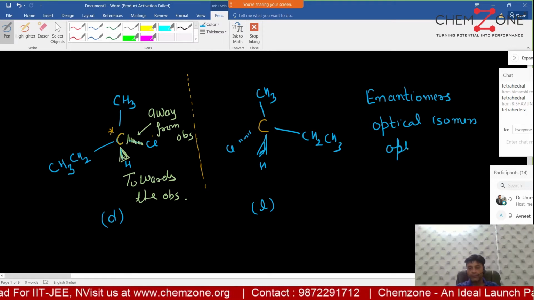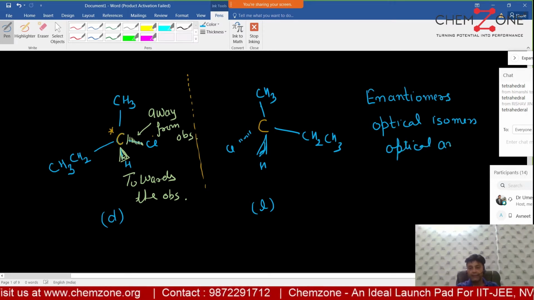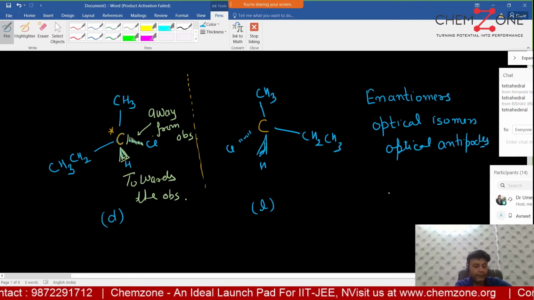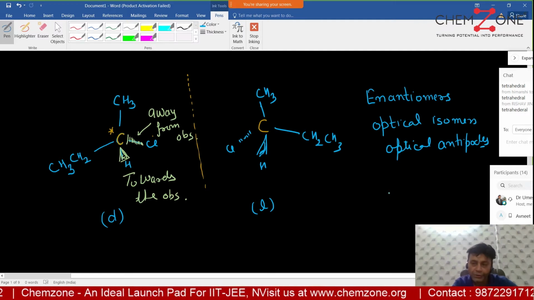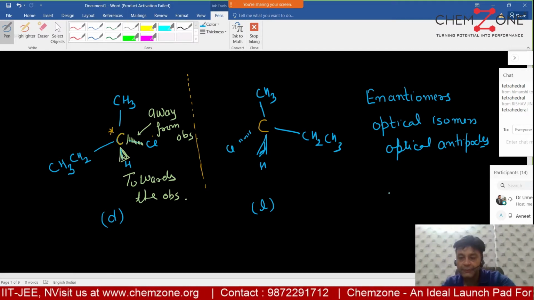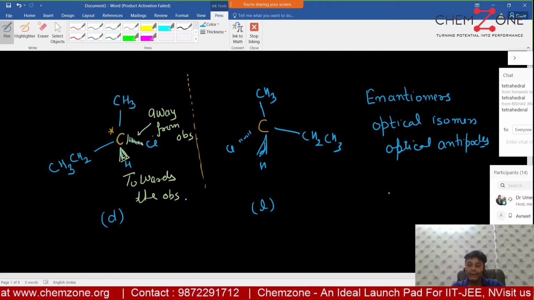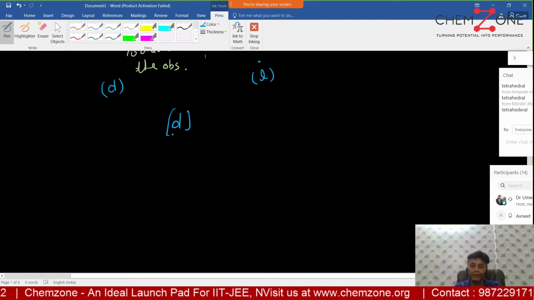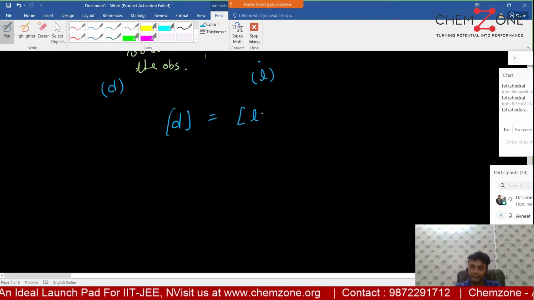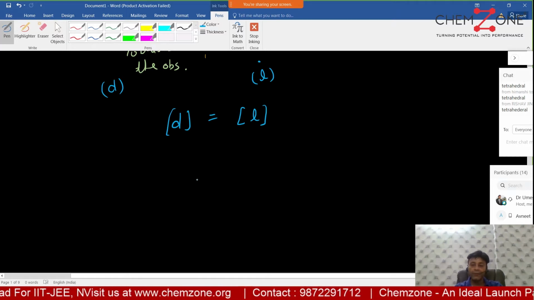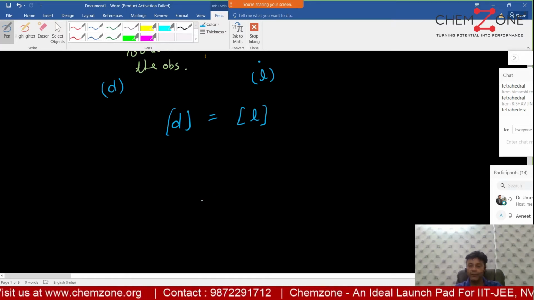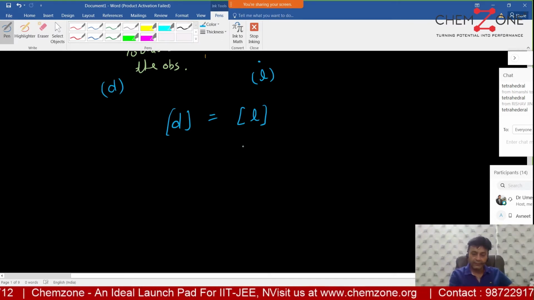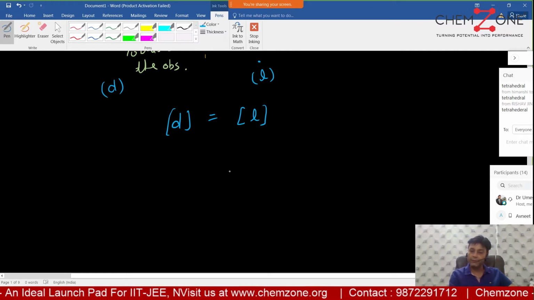These are also called optical antipodes. Now, suppose we can think of a solution in which we have both of these compounds in equal quantity. Suppose the concentration of the dextrorotatory is equal to the levorotatory. Then half the molecules will be deflecting toward the right hand side and half towards the left hand side, half dextrorotatory, the other half levorotatory.